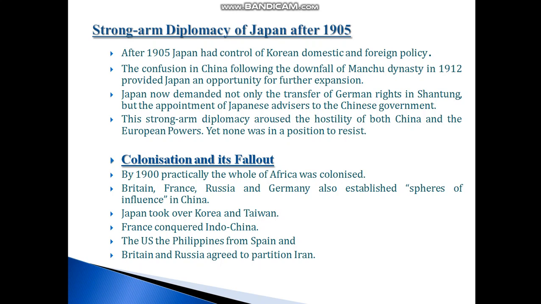Colonization means one strong country giving itself a powerful control over powerless countries entirely in all parts, that is on the political side, on the economic side and even on the cultural side.